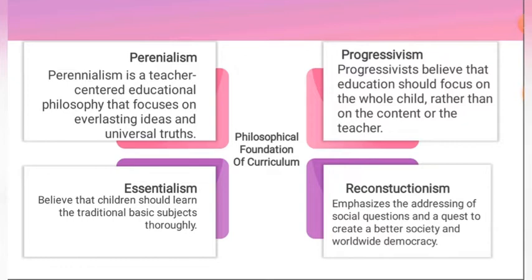Progressivists believe that individuality, progress, and change are fundamental to one's education, believing that people learn best from what they consider most relevant to their lives. So progressivists center their curricula on the needs, experiences, interests, and abilities of the students. And then we have essentialism, in which they believe that children should learn the traditional basic subjects thoroughly.